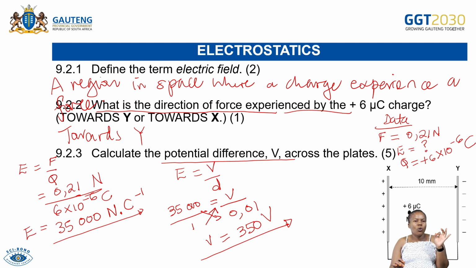Please, if you're unsure about how to go about doing your calculations, write your data first, just like we did here, so that you can say, okay, what formula can I use? What physical quantities do I have? How can I get to the answer based on what I'm being asked? Please, all the time, remind yourself how to get to your answer.